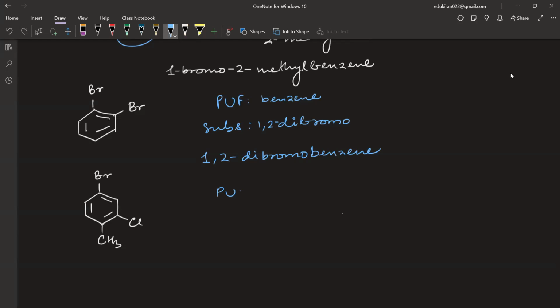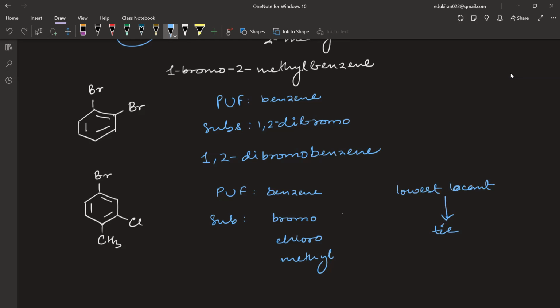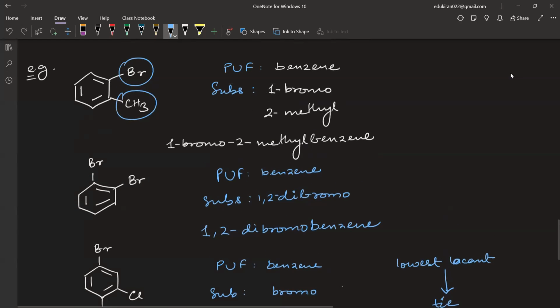Again the PUF will be benzene. Now the substituents will be bromo, chloro, and methyl. Whenever you are numbering, the lowest locant rule is the main rule. After lowest locant, if you are getting a tie, then only you will use alphabetical order. Please remember this. In the earlier case, we had a tie in the first question, that is why we used alphabetical order.